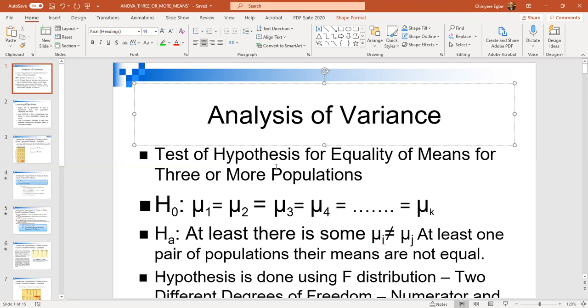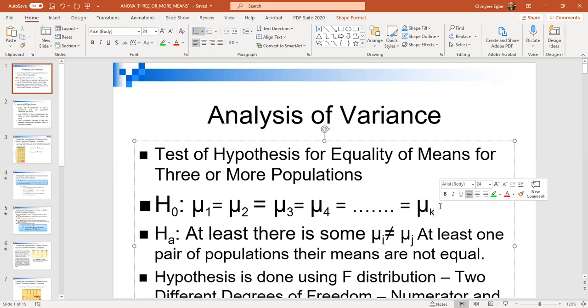So analysis of variance goes beyond just testing the equality of means. You also do analysis of variance to test the equality of variances. But for this class, we will just focus on analysis of variance to test the equality of population means.